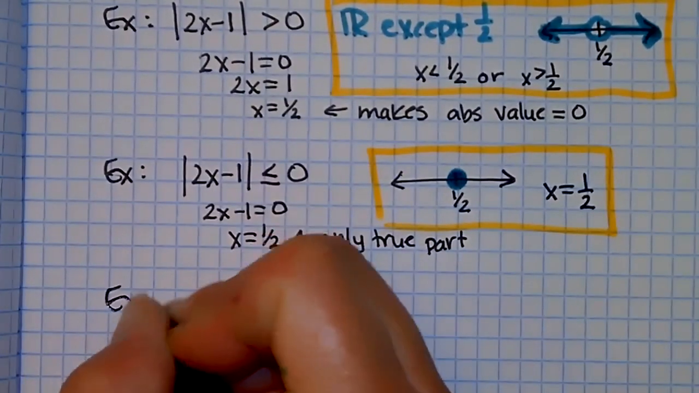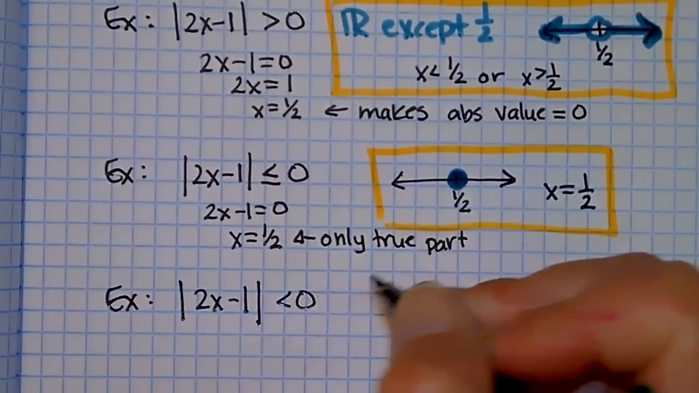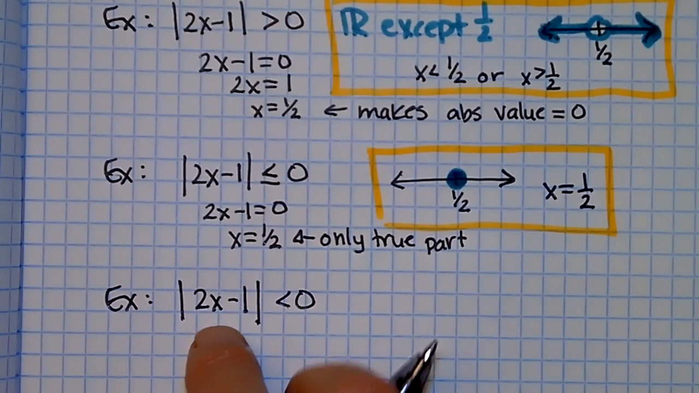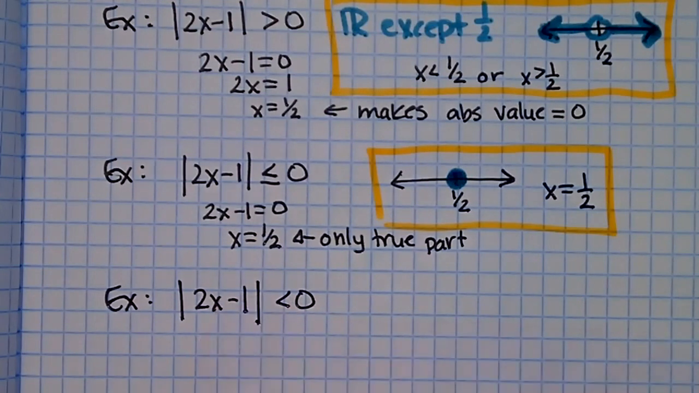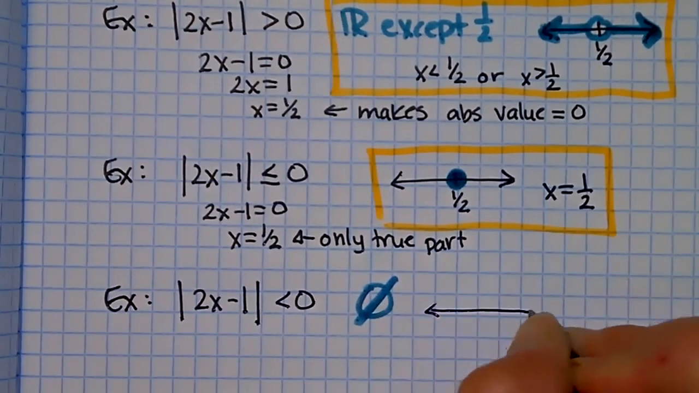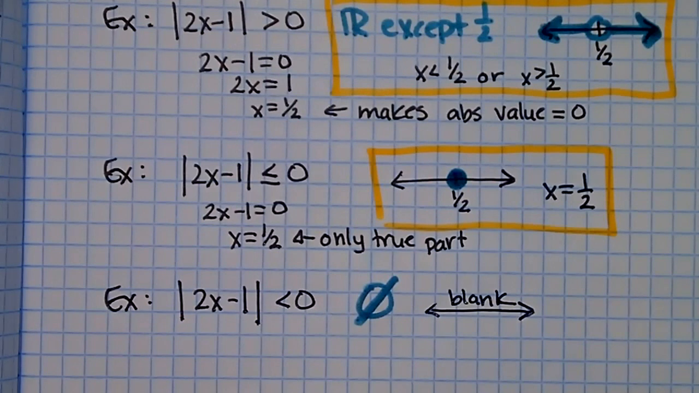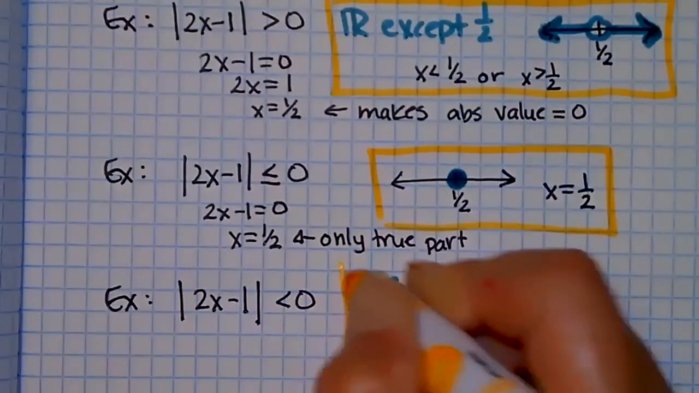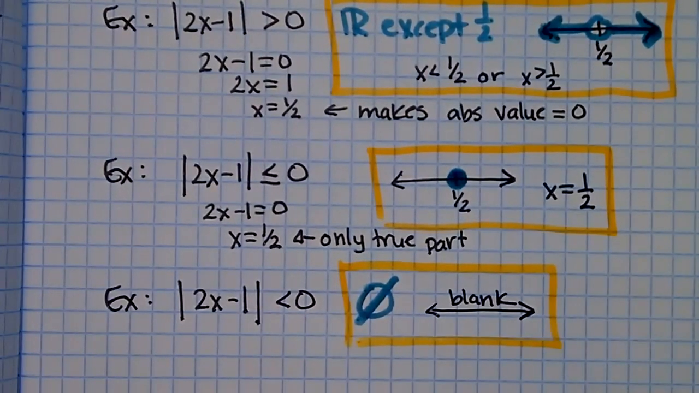And the last one is absolute value of 2x minus 1 is less than 0. This one's kind of our easy one because this will never be less than 0, since it is either going to be positive or 0. So this answer is going to be no solution. And again, if they had a graph drawn for you, you're going to keep it blank. You're not going to have anything on the graph because you're only graphing what makes it true. And that's your solution. And that's our notes on absolute value inequalities.